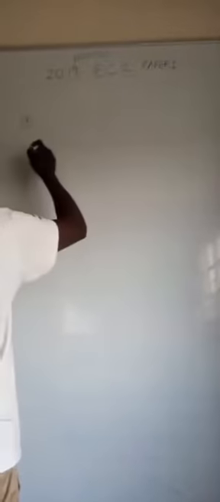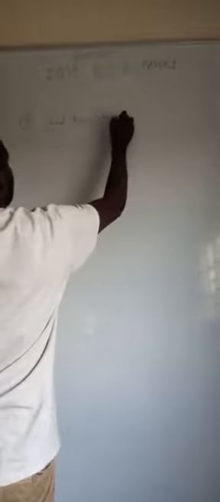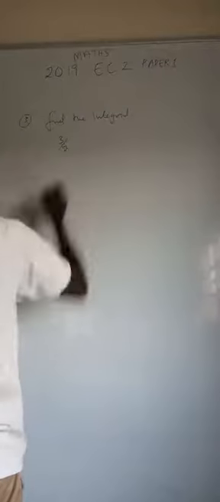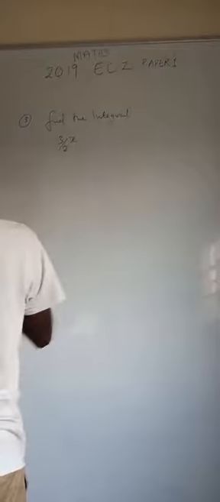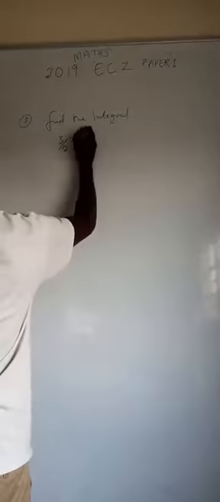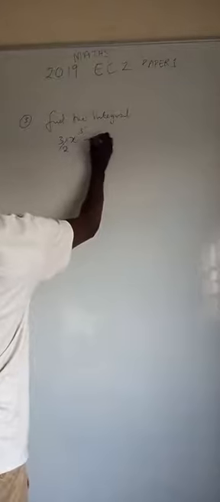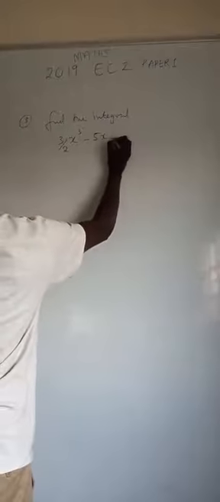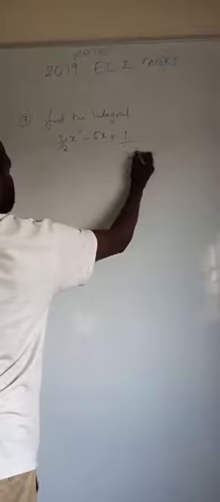So the last question is how? That is question 3. Find the integral. Find the integral of 3 over 2 x to the power 3, minus 5x, plus 1 over x squared.